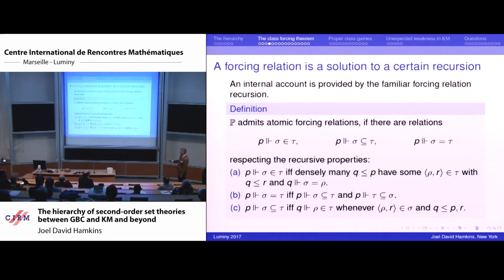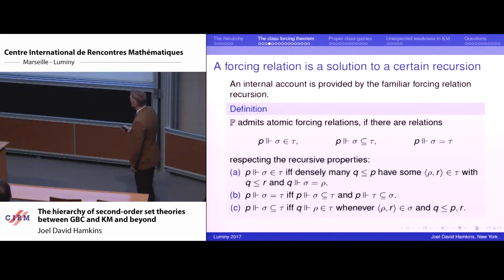and the stronger condition forcing that sigma is equal to that condition. Yes? Are the names for sets? Names are sets, yes. So this is a forcing relation on the sets. So these are set P names, and what does it mean to have a forcing relation on the atomic formulas? It means to have a solution of this recursion.